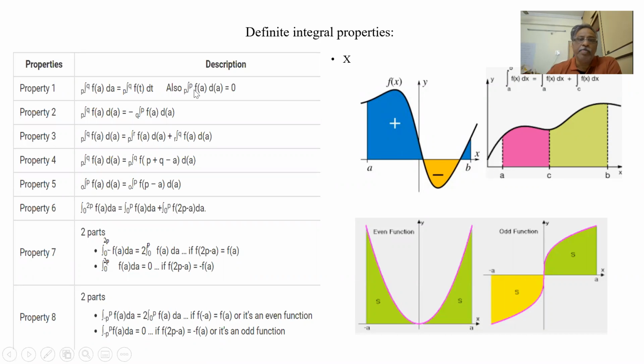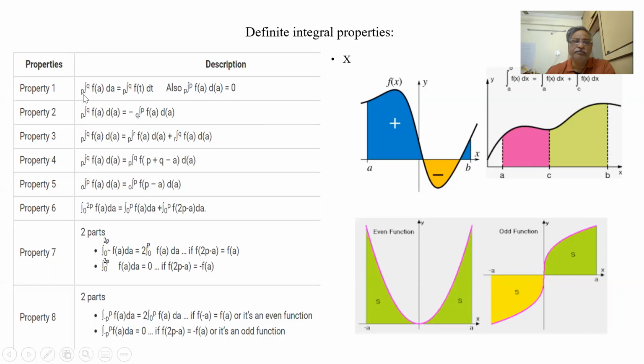Let us see the first property. Integral a to a f of x dx is 0. What do you mean by a to a f of x dx? Suppose the limits are a to a. What is the area of a to a f of x dx? It is y, f of x, into width. What is the width here? Width is 0. A to a means a minus a is 0. So here the area is 0. So between the same limits, it can be c to c, it can be b to b, it can be anything. The width in the x direction is 0. So y into 0 is 0. So this is the fundamental.